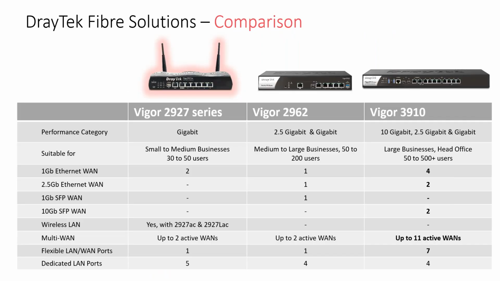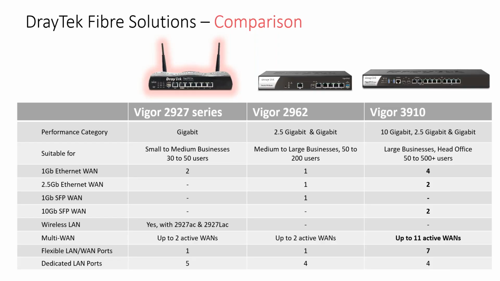Here's a table comparing each of them. The Vigor 2927 series is well suited for networks of 30 to 50 users with 2 gigabit Ethernet WAN ports, one of which is flexible, so you can switch it to a LAN port if needed, giving 6 LAN ports in total. It has wireless options available with AC and AX models, and the option for an integrated dual SIM LTE modem.